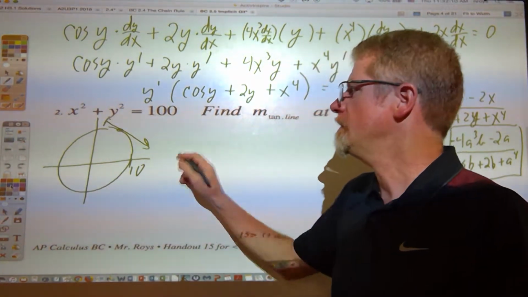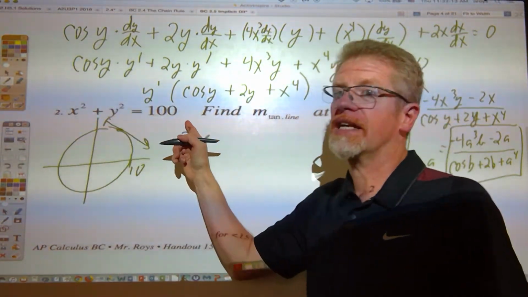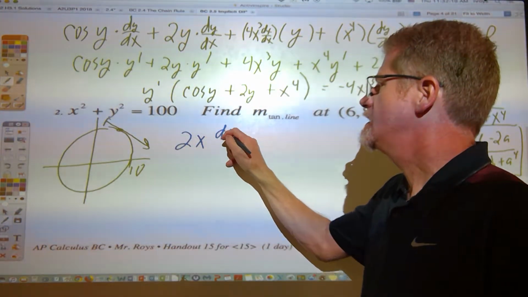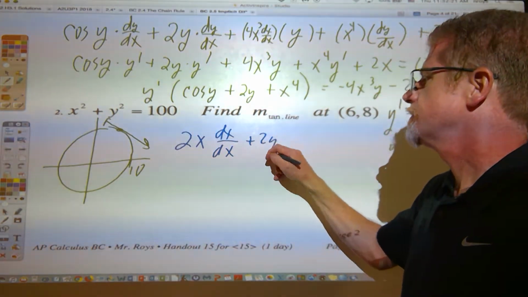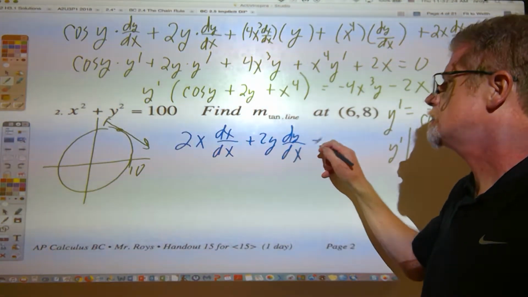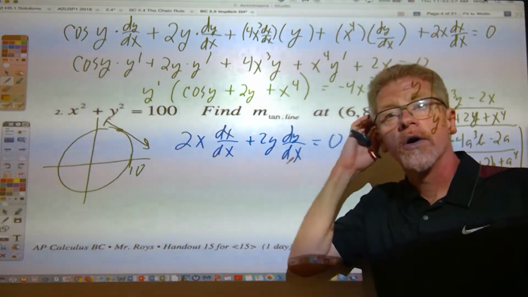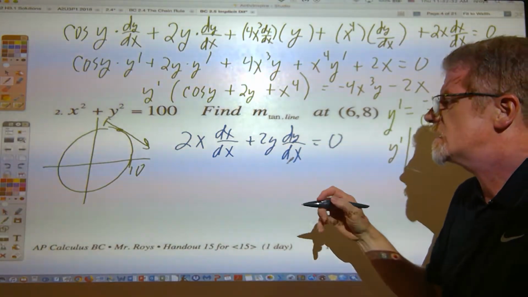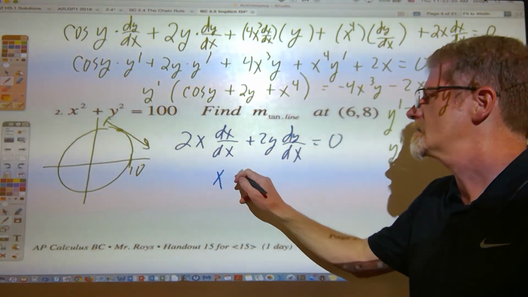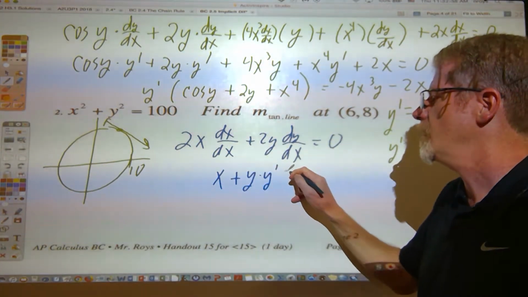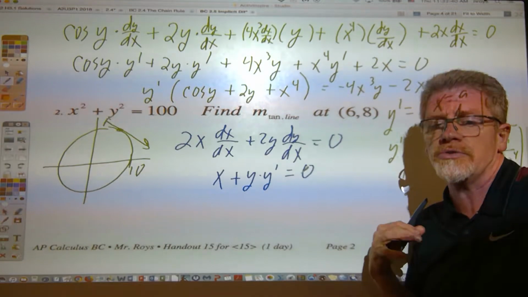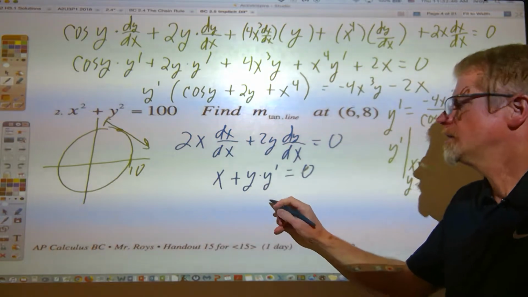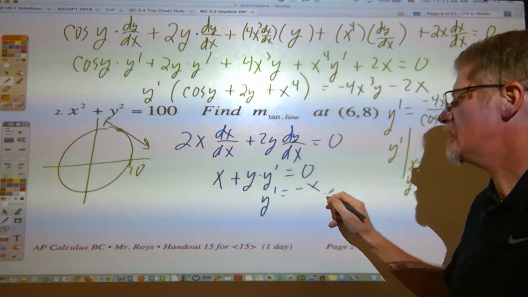We're back. Hopefully you differentiated both sides with respect to x. All three terms differentiated with respect to x gives us 2x dx dx plus 2y dy dx equals 0. We're solving now for dy dx. By the way, let's divide both sides by 2. Dividing both sides by 2 and simplifying gives us x plus y times y prime equals 0. The 2's are gone. dx dx is 1. dy dx is y prime. So it looks as though y prime equals negative x divided by y.